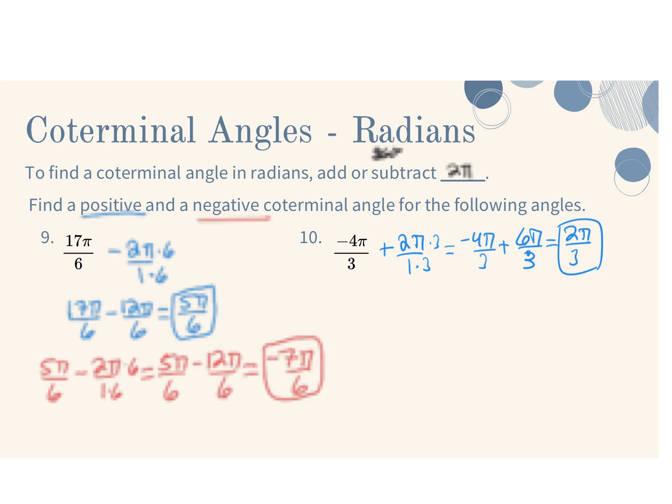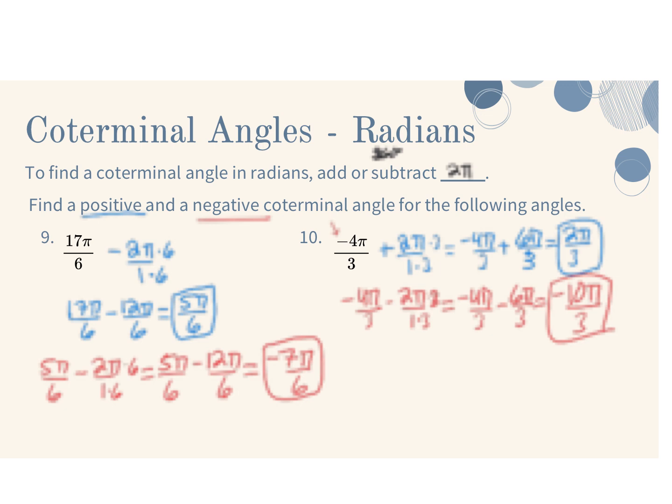To find a negative, we're going to subtract. I'm not going to subtract from 2 pi over 3 just because that's going to take us back to negative 4 pi over 3. So let's just start at negative 4 pi over 3 and subtract 2 pi. If you subtract 2 pi, write over 1 times 3, then we get negative 4 pi over 3 minus 6 pi over 3, and then you end up with negative 10 pi over 3. And then there's one positive, one negative coterminal angle.